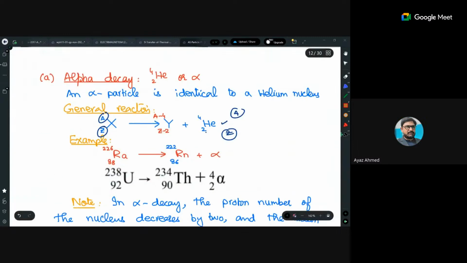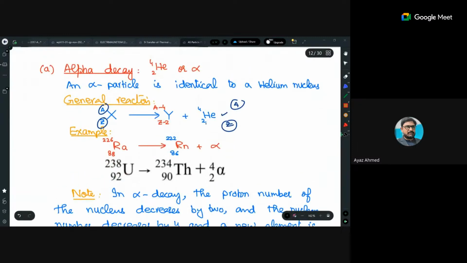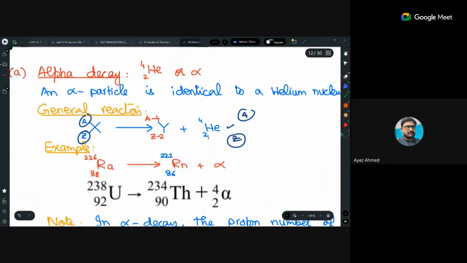Okay, so here we say that when alpha decay takes place, what happens to the parent nucleus and what are the traits of the daughter nucleus? In an alpha decay, actually, your Z is decreased by 2 and your A is decreased by 4. Do you know that?